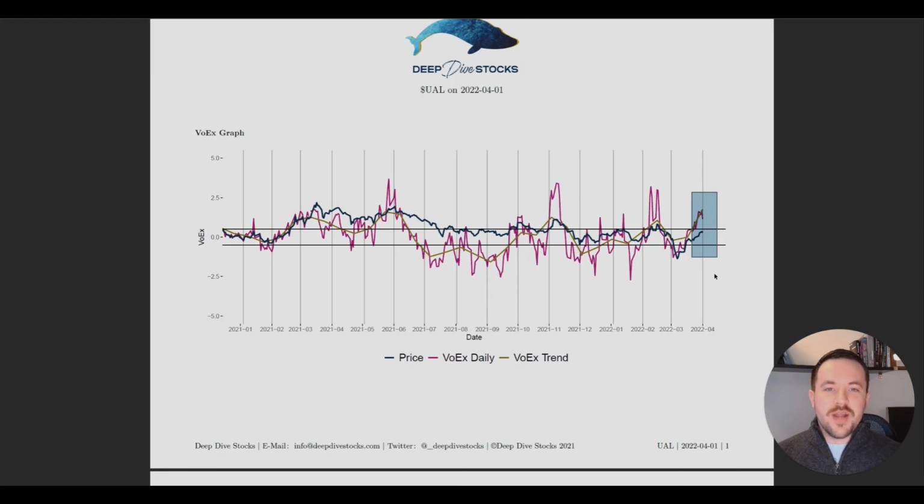And again, we know that if United Airlines does succumb to this instability, we can expect some pretty drastic downward price movement. So that is a data dive into United Airlines with Deep Dive Stocks and our new toy, the Hedging Heat Map. I hope you guys appreciated it.